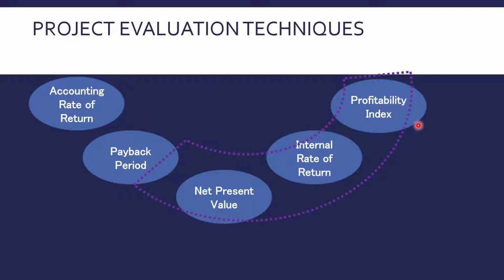Discounted cash flow techniques include the net present value, internal rate of return, and profitability index. We also have a discounted version of the payback period. As mentioned a while ago, we call it the discounted payback period. So we will focus on these three: NPV, IRR, and PI. Let's start with the net present value.